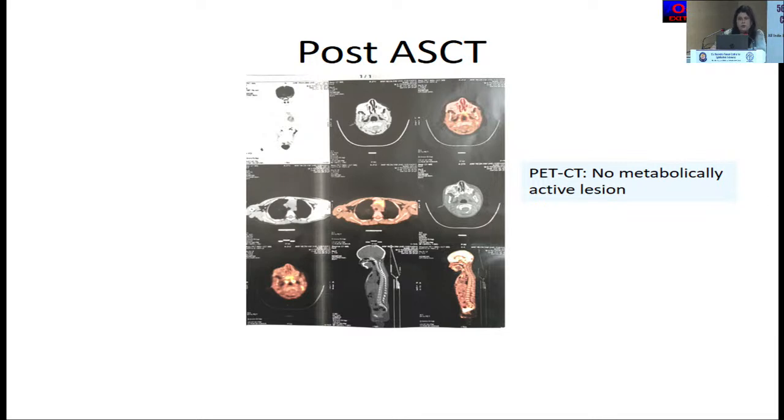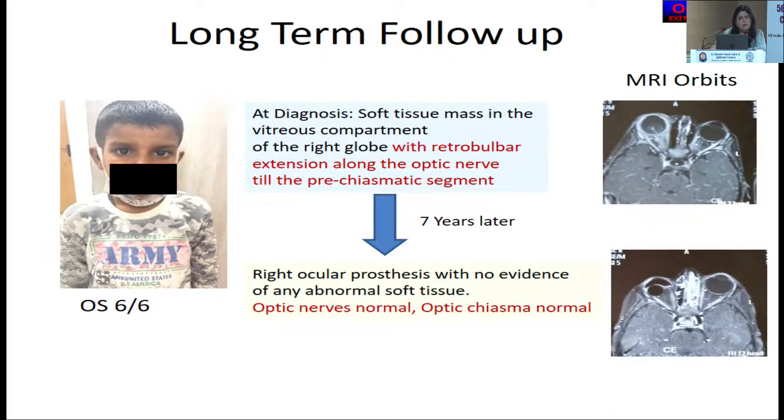Of course, these children require very close follow-up and surveillance, because we always know that there is a chance of relapse. Long-term follow-up for extraocular retinoblastoma has been pretty good. All these cases that have been successfully treated, they do well long-term as well. For instance, this is a child, he had extraocular retinoblastoma at presentation, the other eye was normal. He was treated with this multimodal protocol. 7 years later, the MRI is showing there's a nice prosthesis over here, clean orbit, and the optic nerves are normal. Even the optic chiasma is normal.